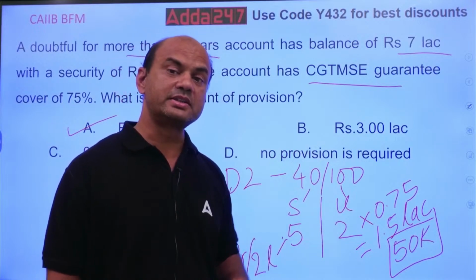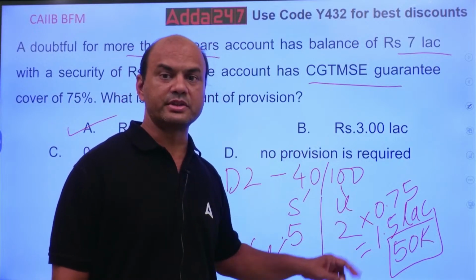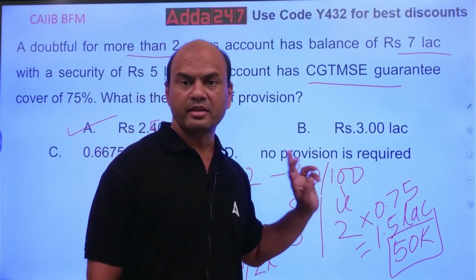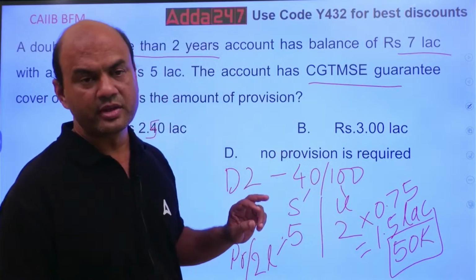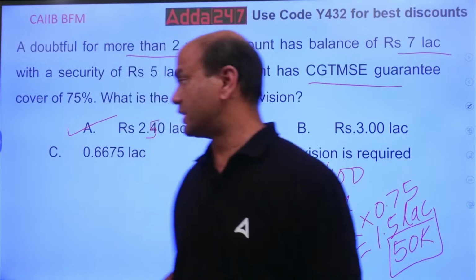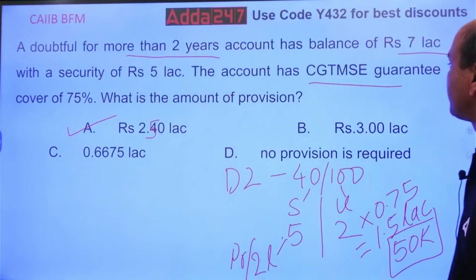1.5 lakhs is covered by the insurance. So, how much is uninsured? 50,000. So, this 50,000 will have complete 100% provision. So, 2 lakh plus 50,000, it will be 2 lakh 50,000. So, that is the answer. Okay, 2 lakh 50,000.